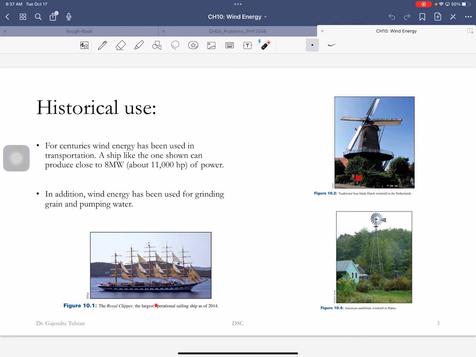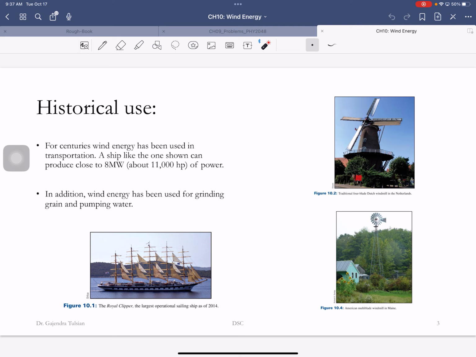Historically we've been using wind energy, blowing wind to push boats and things like that. Here's a pretty amazing thing. You can ride these in St. Augustine, by the way. This ship's sails could generate 11,000 horsepower. Most small cars have about 110 horsepower, so this is the same power as 100 small cars. So you can generate quite a bit of power.